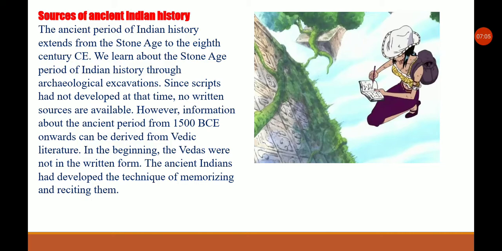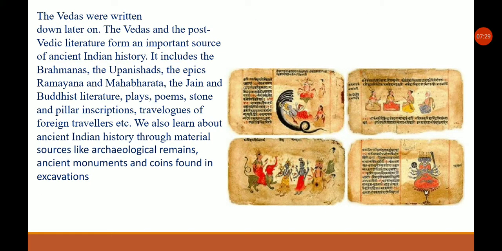However, information about the ancient period from 1500 BCE onwards can be derived from Vedic literature. In the beginning, the Vedas were not in the written form. The ancient Indians had developed the technique of memorizing and reciting them. The Vedas were written down later on. The Vedas and the post Vedic literature form an important source of ancient Indian history.